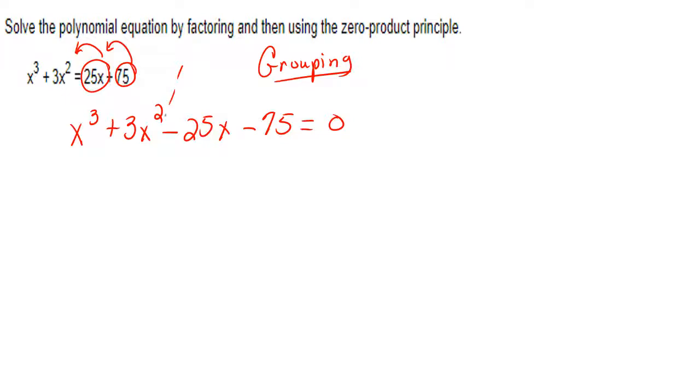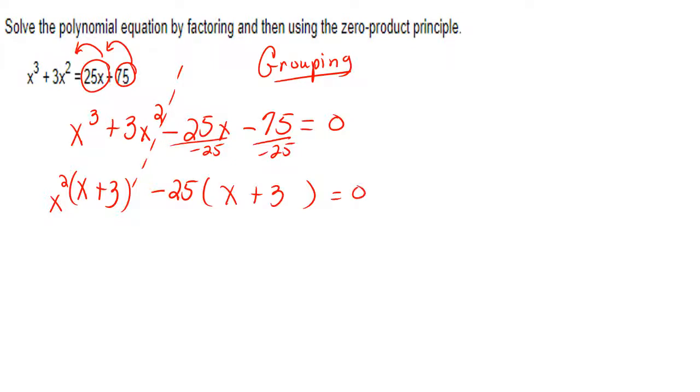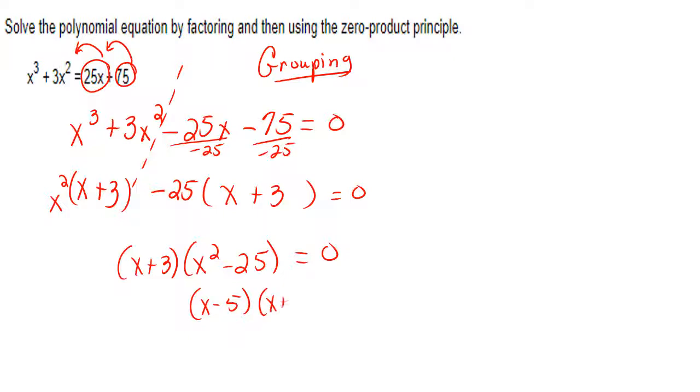The grouping method says to split the polynomial down the middle and work with the GCF of the front, which would be x squared. If I take x squared out of x to the third plus 3x squared, that's x plus 3. The GCF in the next two terms of this polynomial would be negative 25. Again, if I divide by negative 25, that would leave x plus 3. Notice now that x plus 3 was the common factor, and I have x squared minus 25. But x squared minus 25 is the difference of two squares, so it factors once again.